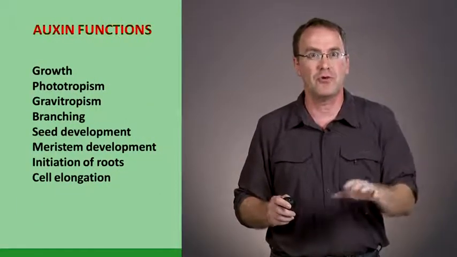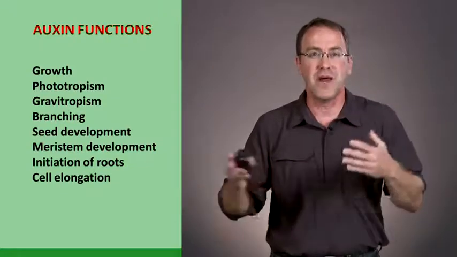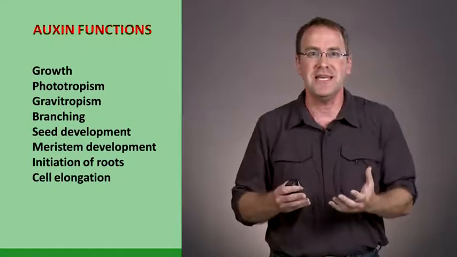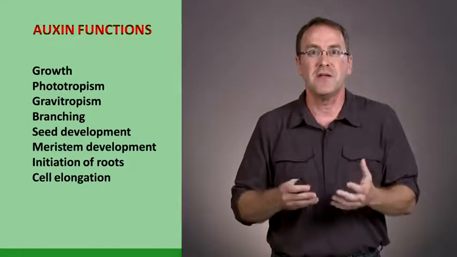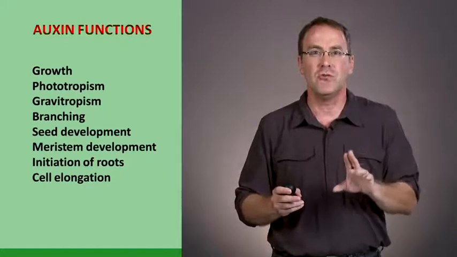It's involved in growth. It's involved in phototropism and gravitropism. We'll talk a little bit more about that soon. It's involved in branching of the plant. It's involved in the development of the seed. It's involved in the development of the meristems. But I want to talk for a second about two of its main roles.